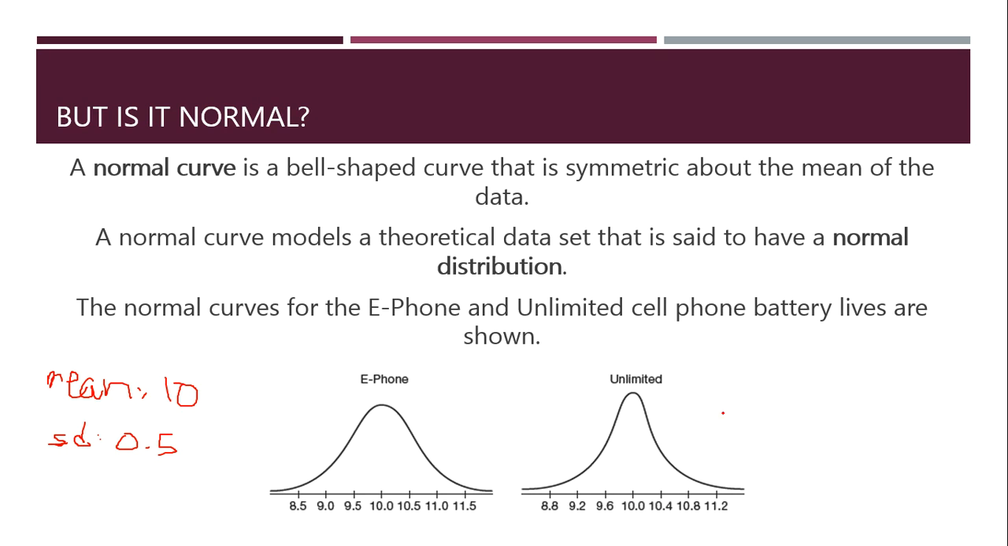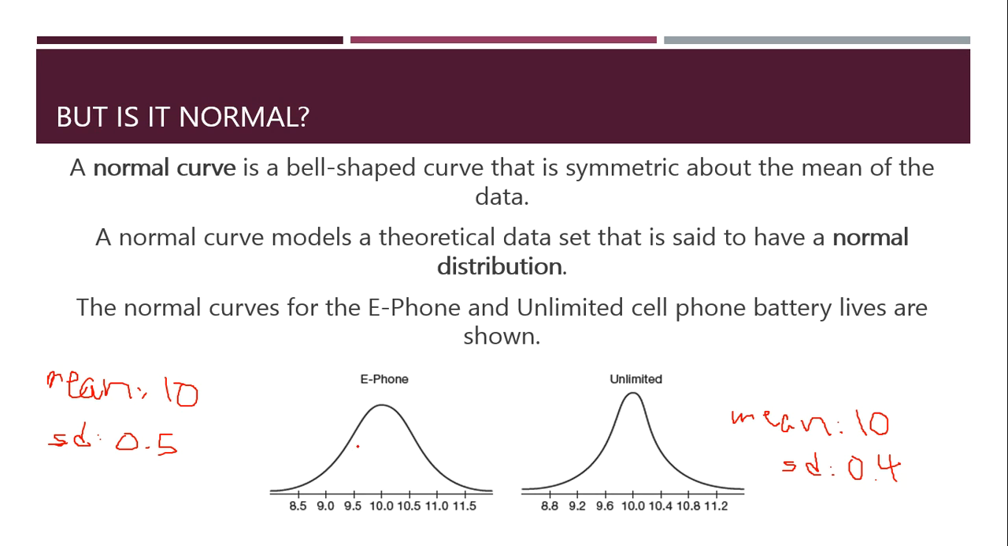For Unlimited, you can see again that my mean is also 10, but notice how Unlimited is a little narrower. It's a little taller and a little narrower. It's a little more squished together. And that affects, we can see that within the standard deviation. Notice on Unlimited, I go from 10.0 to 10.4. So that means my standard deviation is only 0.4.